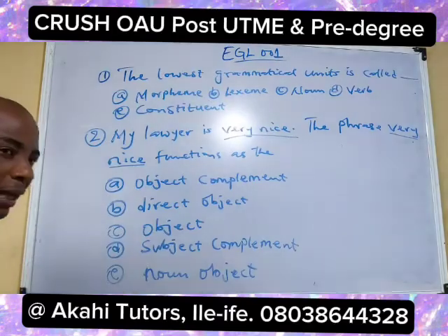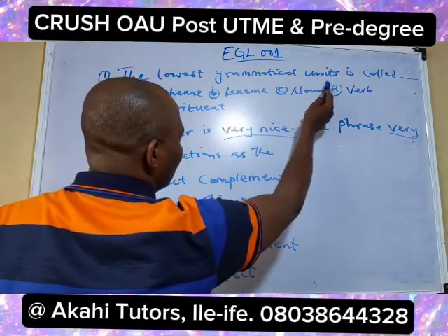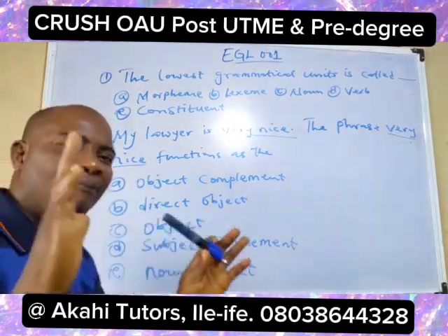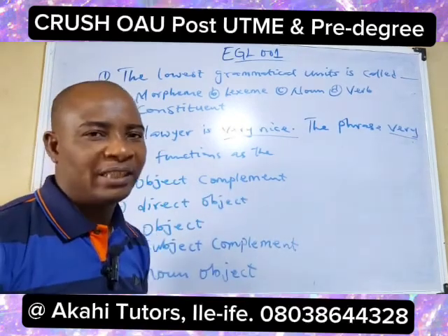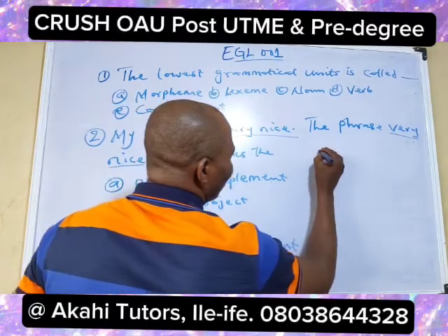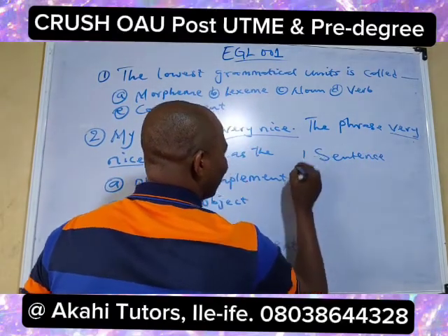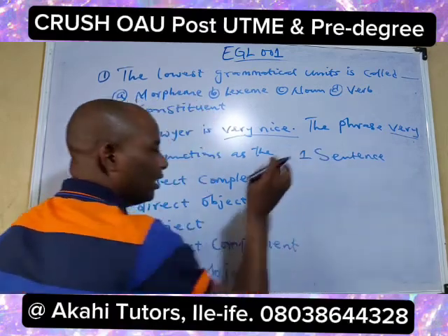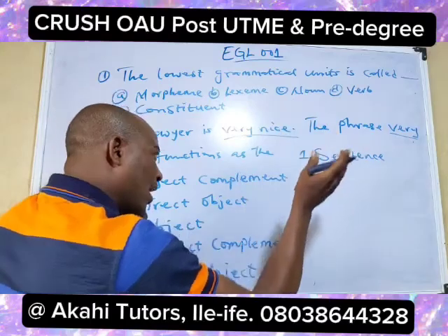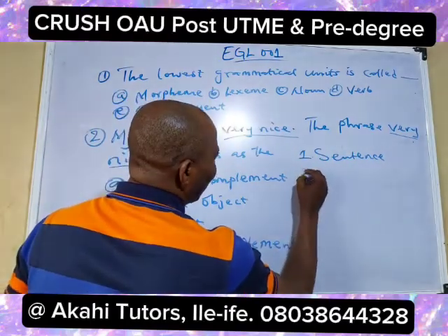The question one we have on the board is, the lowest grammatical unit is called what? We have 5 basic grammatical units in English language. We have sentence as the highest for this basic level, before we have paragraph, before we have a passage or larger text.